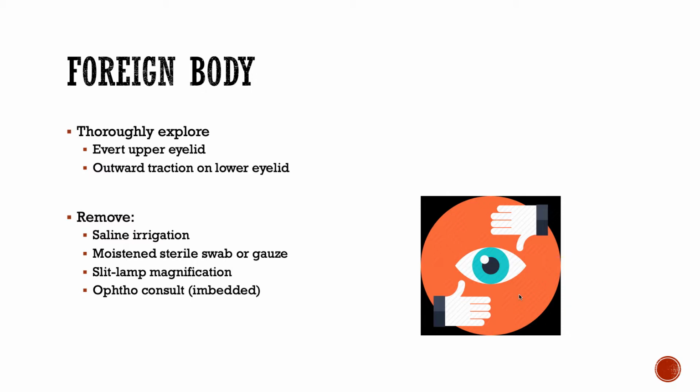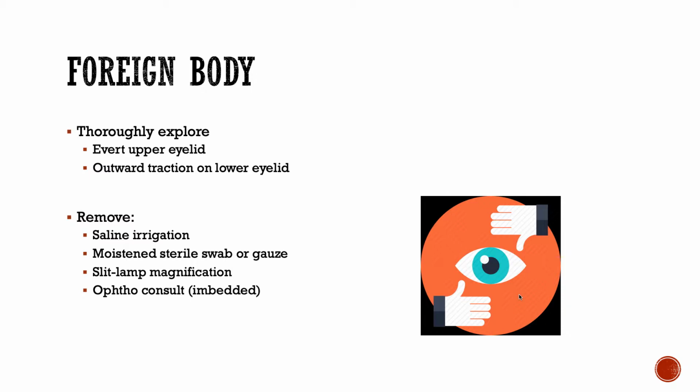The other thing you could do is use a slit lamp for magnification. And then in reading, it mentioned that you could also use a 25 gauge needle, which I have seen done once while optometry was doing a slit lamp exam. But that just makes me nervous, especially with a kid who you have to make sure is definitely cooperative and isn't going to move while you're doing that. And then obviously if it's embedded, you're getting ophthalmology to come in to remove that.